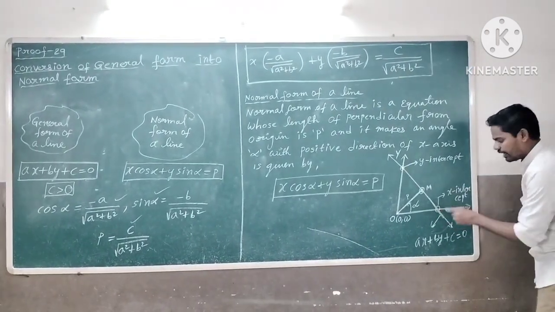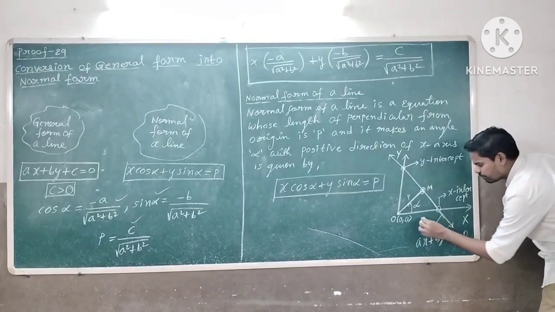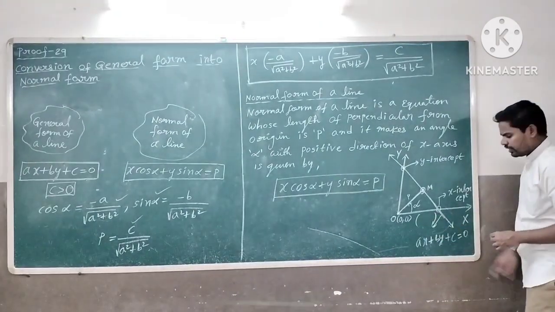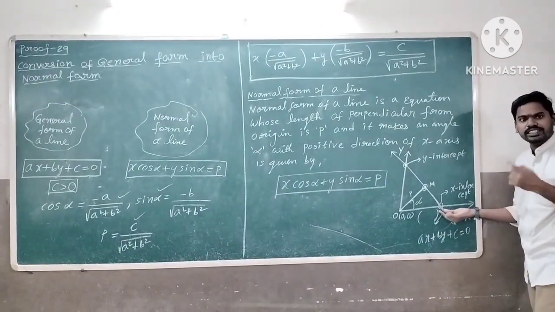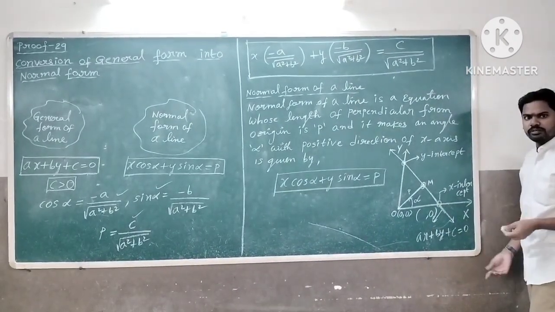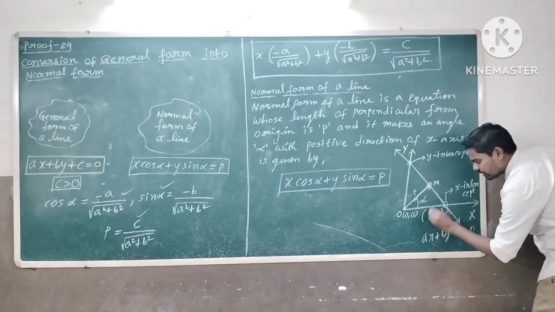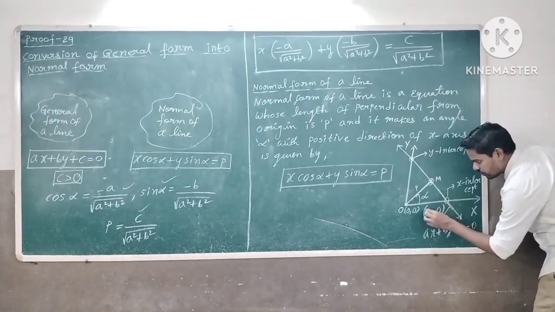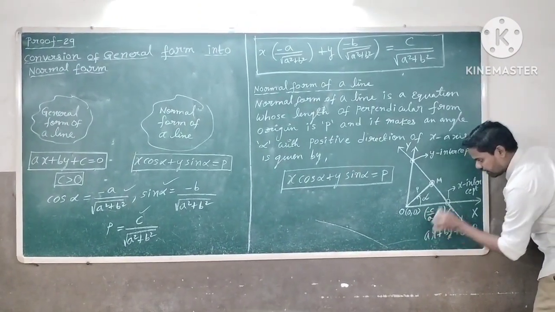So x-intercept, what are the coordinates of x-intercept? Suppose a point lies on x-axis, its y coordinate is 0. And what about x coordinate? X coordinate is minus c by a.